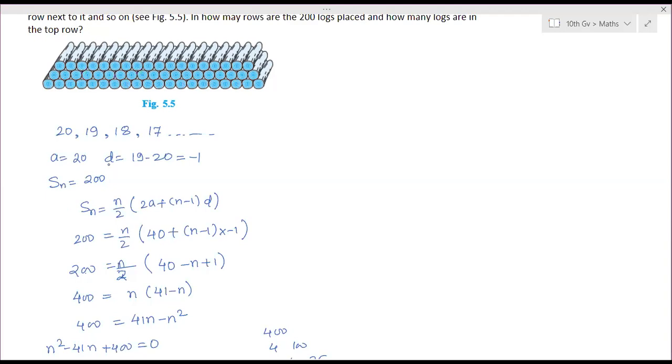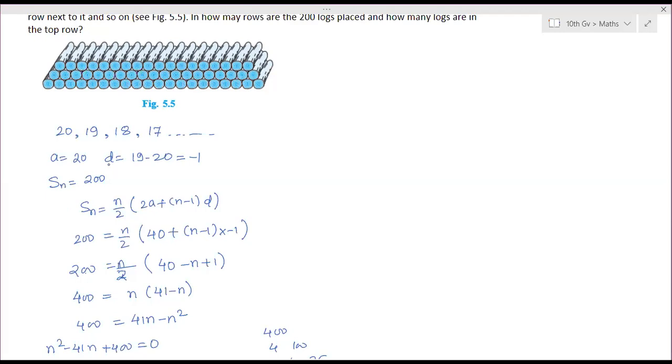Okay, ma'am, that's not possible, because practically we are placing logs there. Till 16, if you are placing 200 logs, is it possible that anything is left after that? No, ma'am. But still we got that the sum of 25 terms is 0.